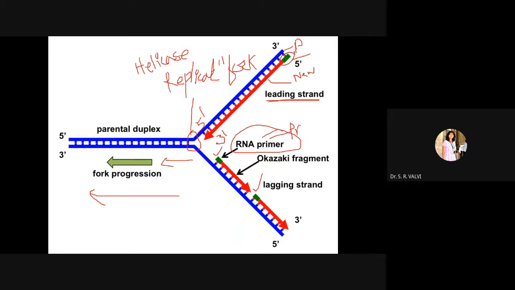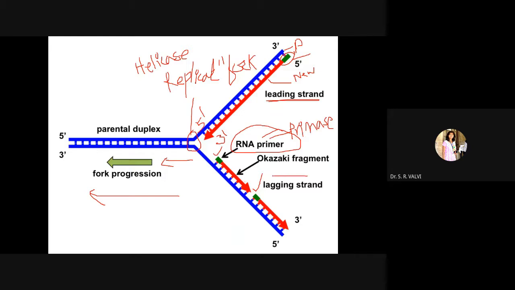Primase. So this RNA primer is added by this primase enzyme. So what does this primase enzyme do? It adds complementary RNA primers to the DNA strands, right? As this RNA primer arises over here, it will lead to the formation of these newly synthesized strands, right?